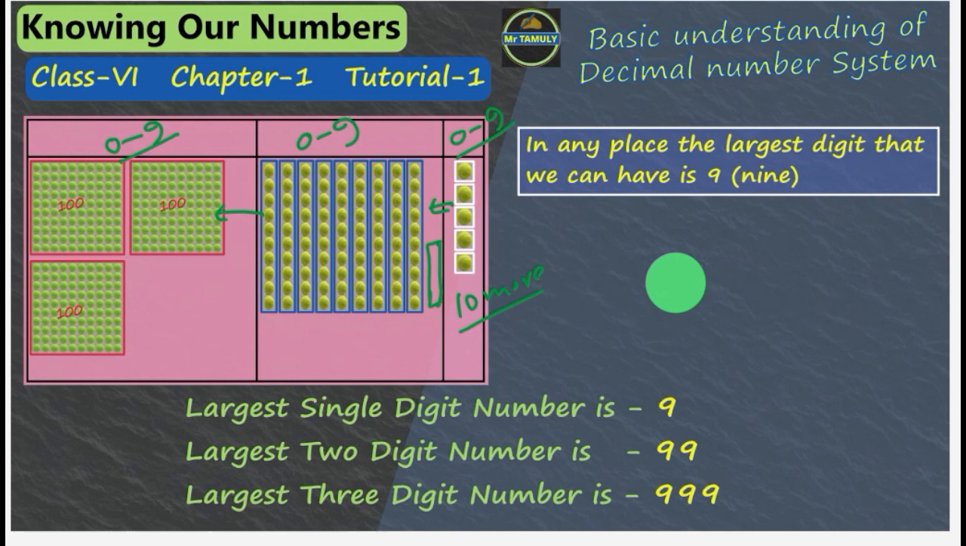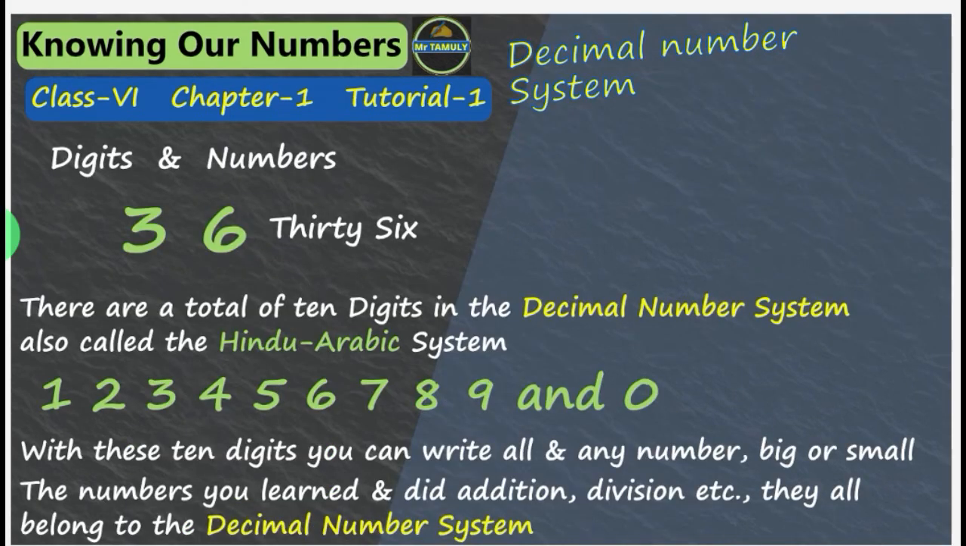We are now moving towards the end of this tutorial. But before concluding, let me share with you some more information about the decimal number system. Here we have the number which we had taken in our first example. So the number is 36. In this number we have got two digits. So 3 here is a digit and 6 also is a digit. But these two digits combined make a number. So you should know the distinction between digits and numbers.